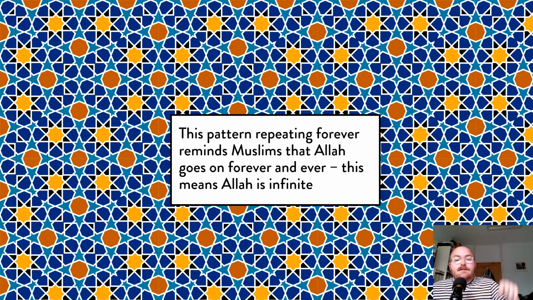Allah goes on forever. So infinite. That means going on forever. So you could say, gosh, it feels like Mr. Smith's lesson is infinite. That would mean that you felt like it was going on forever. But in this case, it really means Muslims believe Allah never had a beginning, will never have an end, because Allah has always existed and goes on forever. And that's how these tile patterns relate that. They go on forever and ever infinitely.